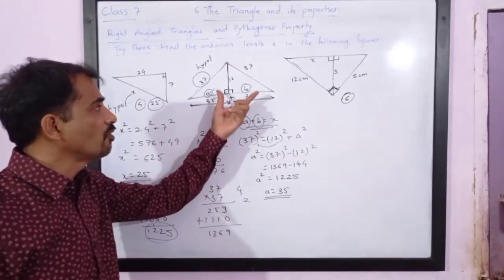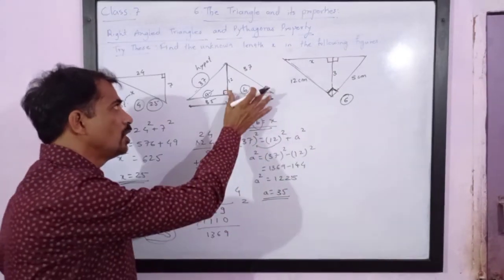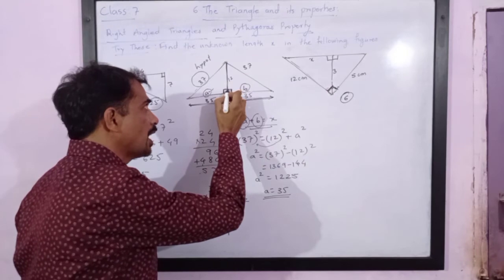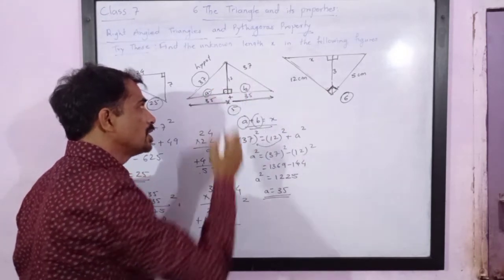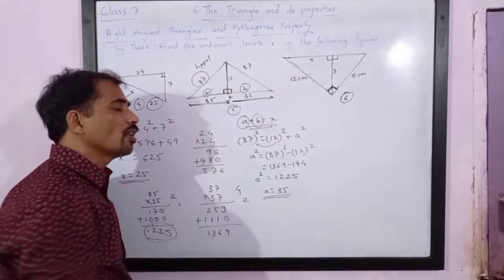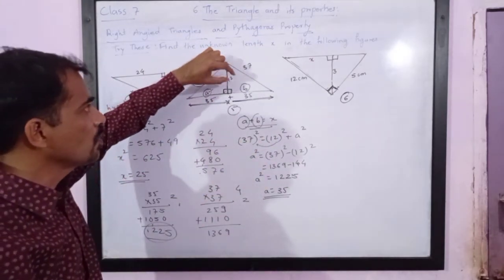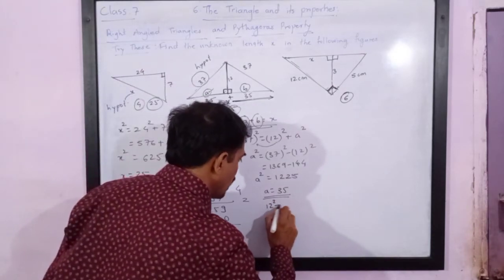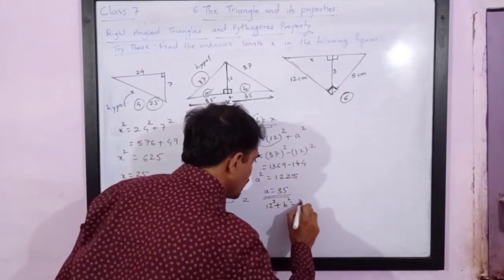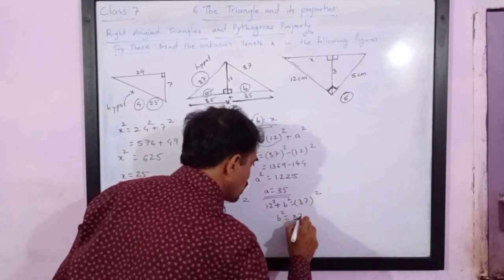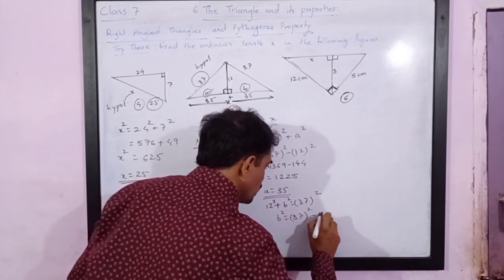Let us find the value of b as well. Here you will notice that it is also a right angle triangle and it is right angle at this vertex. It means the hypotenuse is 37. The square of the hypotenuse is equal to the sum of the squares of the remaining sides. It means 12 square plus b square is equal to 37 square. So b square is equal to 37 square minus 12 square.